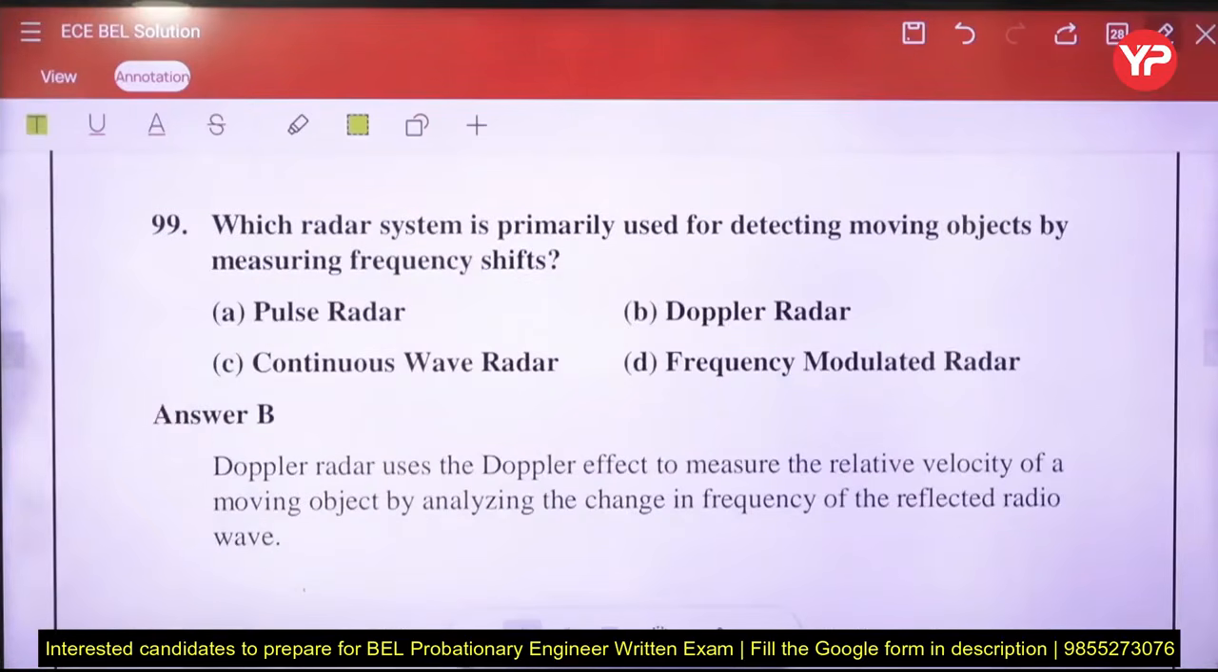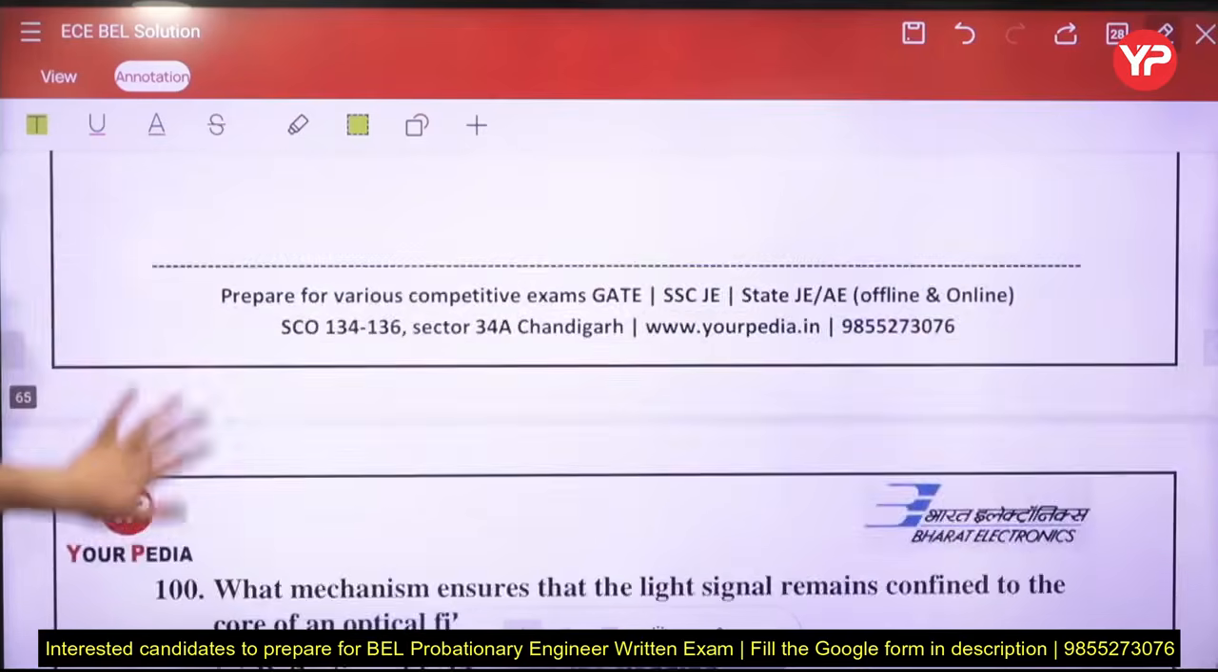Which radar system is primarily used for detecting moving objects by measuring the frequency shift? That is Doppler radar. Doppler radar is based on the frequency shift.